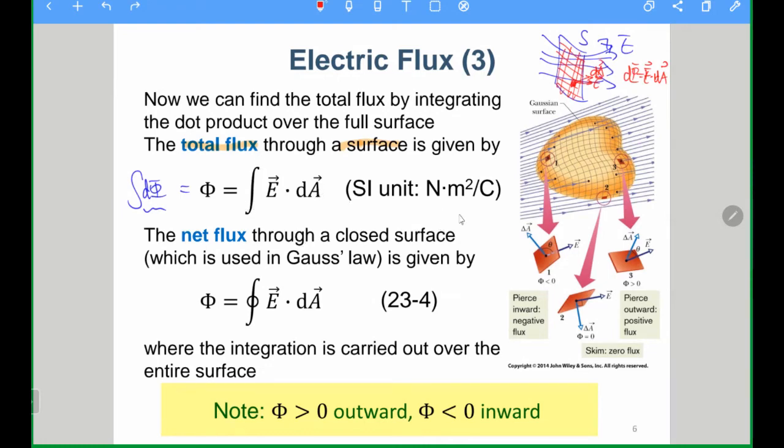Okay, so one point to note is that the SI unit here is N m squared over C. We don't really need to remember too much, because for the E field, the SI unit is N over C, and for the area, the SI unit is m squared. So we multiply them together, and we have N m squared over C. So it's easy to derive it from the basic SI units.